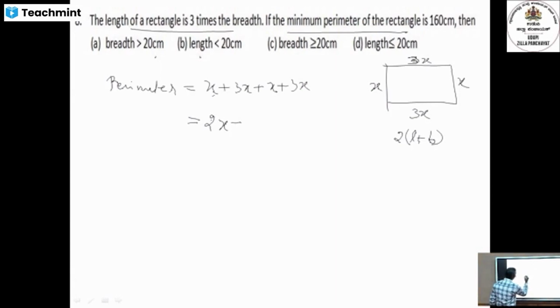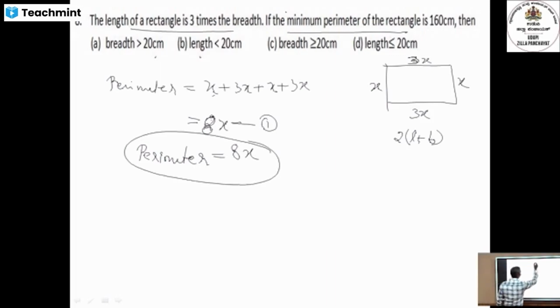4x plus 4x, so it will be 8x. 8x is the perimeter. So perimeter is equal to 8x. What condition have they given? Minimum perimeter. 8x should be what? Minimum 160 centimeter. So the perimeter 8x can be 160 or even more than that, it can be 180.